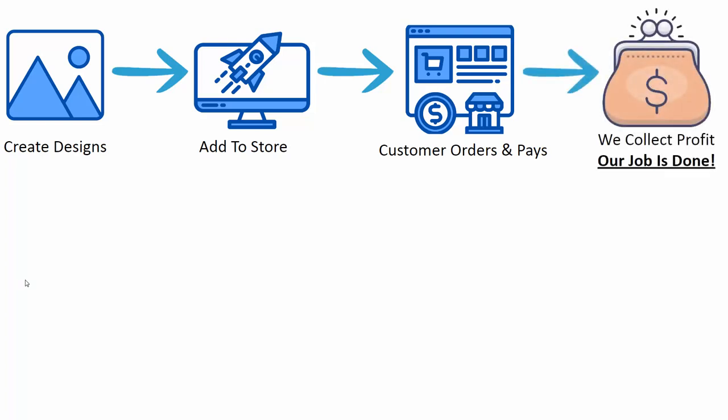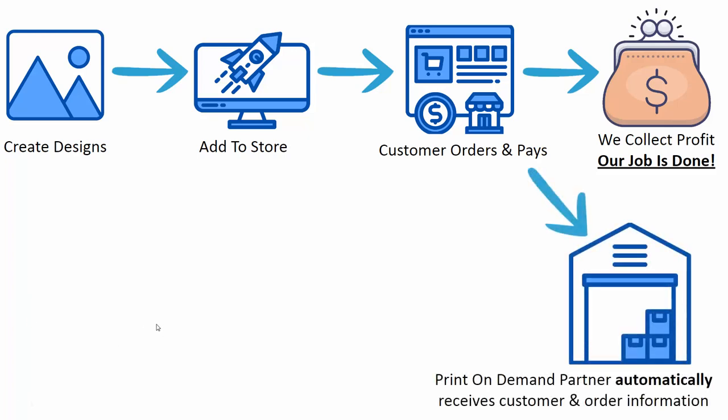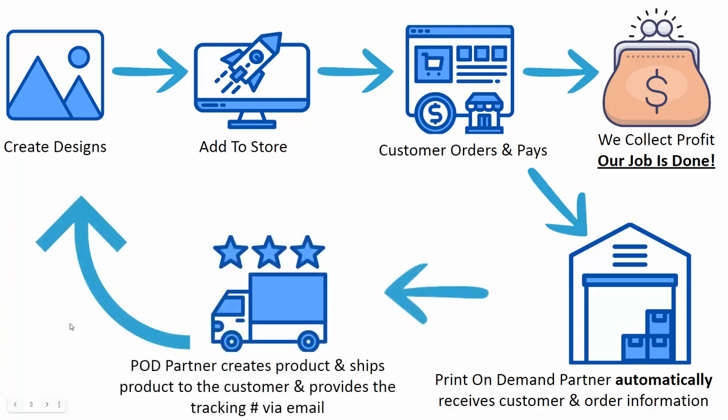Our job is done. Okay, we have products in our store, customers pay for those products, we collect the profit, our job is done. Now, this isn't because we're lazy, this isn't because of some great partnership we have going on. This is just how print on demand works. We sit back and relax, and automatically what's going to happen in the background is your print on demand partner is going to receive the customer information, the order information, like what design it's going to be, what product, what size, what colors, what shipping address, all that information gets sent over to your print on demand partner automatically. And then the print on demand partner simply goes ahead and creates the product, ships it out to the customer. They even provide the tracking information to your customer via email on your behalf.